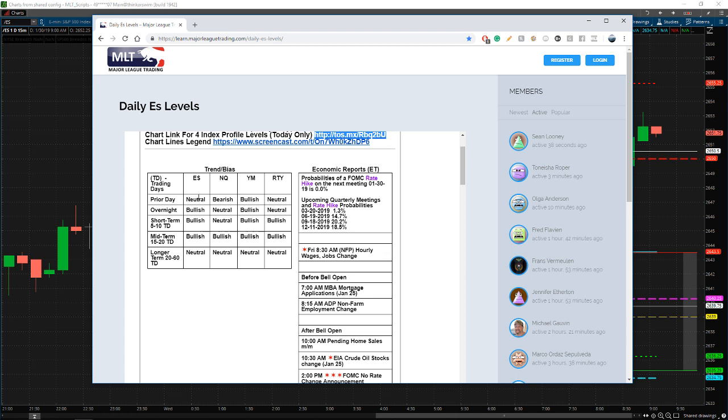Trend bias to the prior day: neutral ES, bearish in the Nasdaq, bullish Dow, neutral in the Russell. In the overnight, bullish ES, neutral Nasdaq, bullish Dow, neutral Russell. On the shorter term time frame, ES is bullish, the Nasdaq is neutral, the Dow is bullish, and the Russell is bullish. In the midterm time frame, we are bullish across the board in all four indexes, and on the longer term time frame, we are neutral across the board in all four indexes.